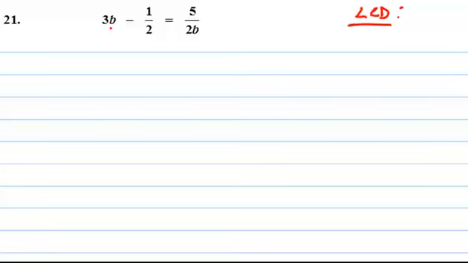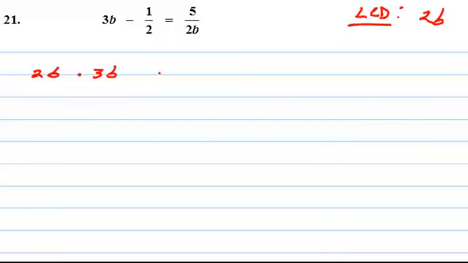Now the denominator of this first expression is really 1, so we don't even have to consider that. In this second expression, the denominator is 2, so that has to be a factor. And in this last expression, the denominator is 2b. So we need a factor of 2, which we have. We also need a factor of b. That's our LCD. And now we're going to multiply every term by our LCD.